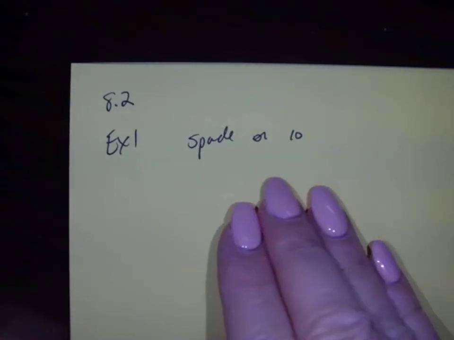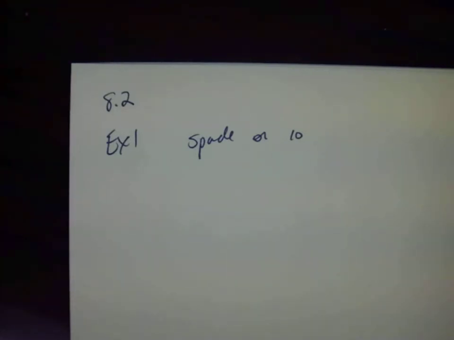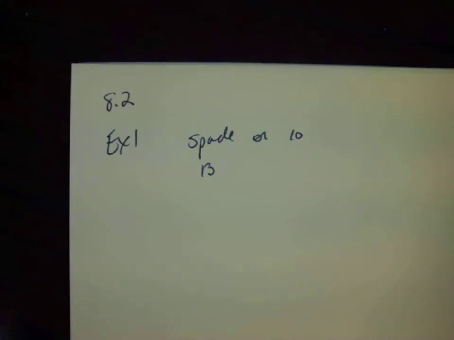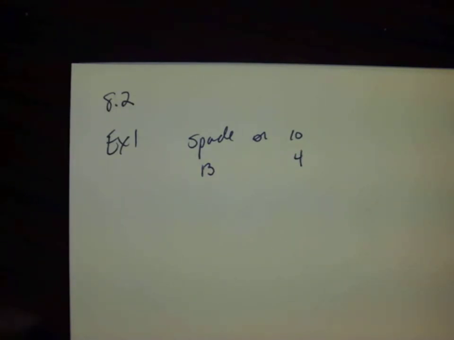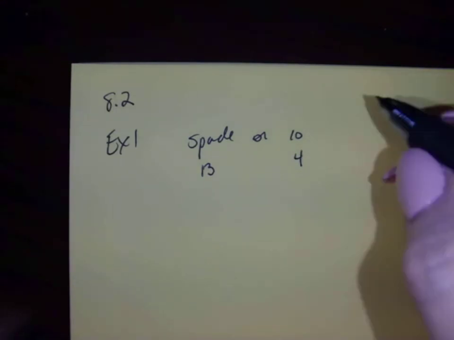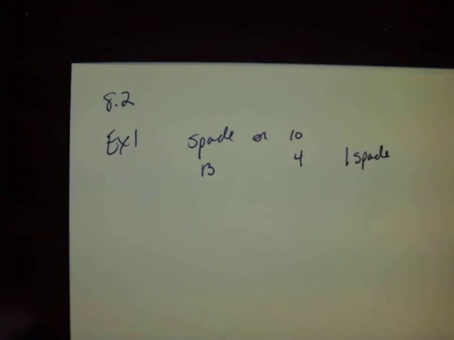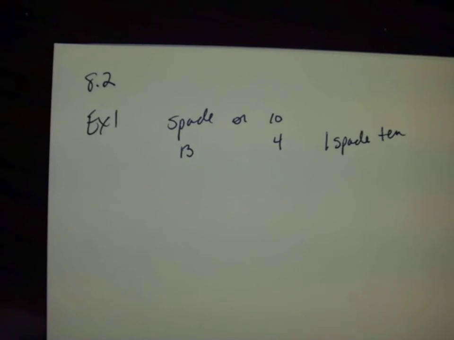There are also, half the deck is red and half the deck is black. So the spades and clubs are black and the hearts and diamonds are red. All right, so if we're looking at this, we know that there are 13 spades and there's going to be 4 of the 10s. But we also need to understand that there's 1 spade that is a 10, or 1 10 of spades.